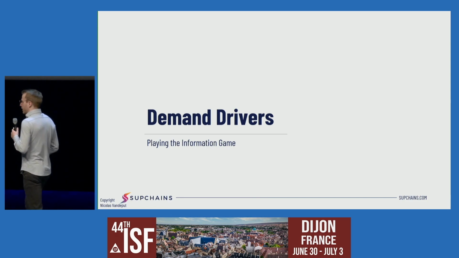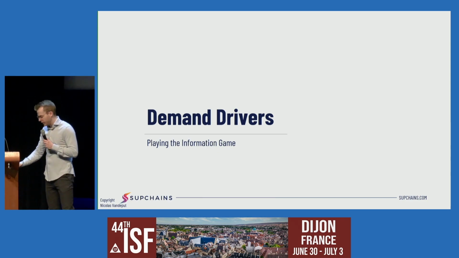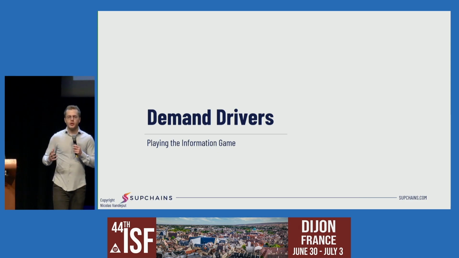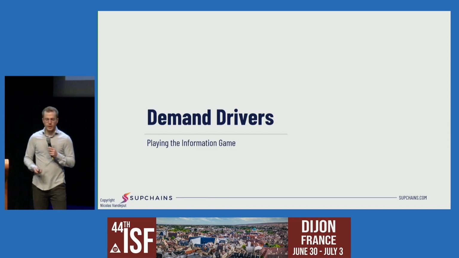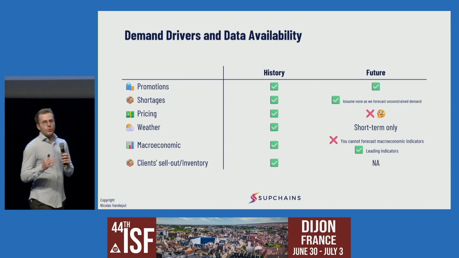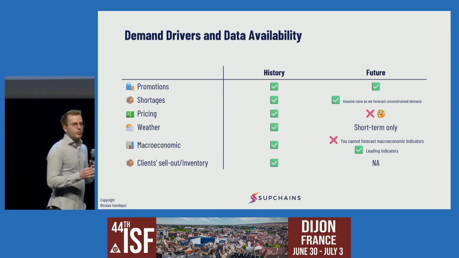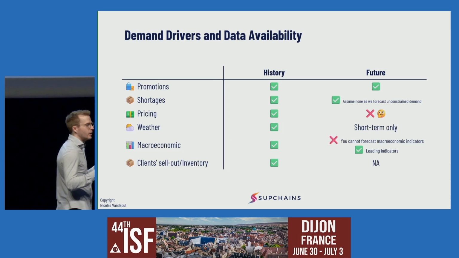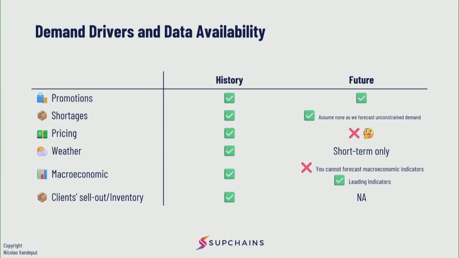So the first thing is, as a supply chain, we need to understand what's driving demand for us. Usually, it's always the same guys: promotion. We would like to look at shortages, life cycle, pricing at times, but this is quite difficult. We can look at the weather. We could also include there, for some supply chains, information about the sellout of a client, the point of sales data from a client, or the inventory position of a client. That would also be a business driver.